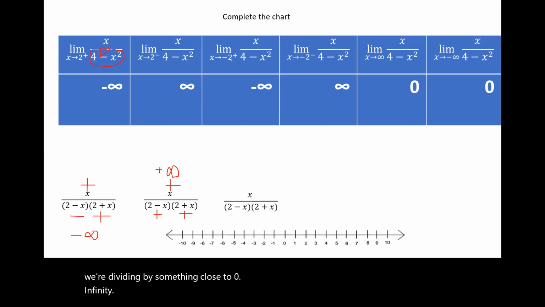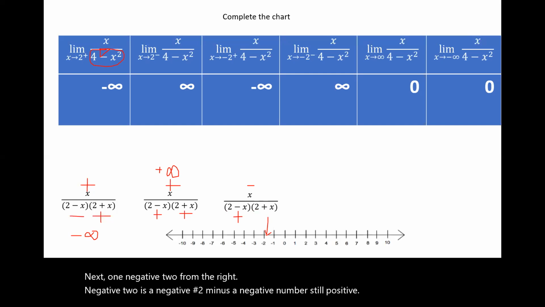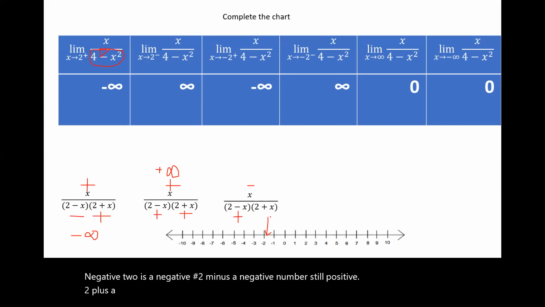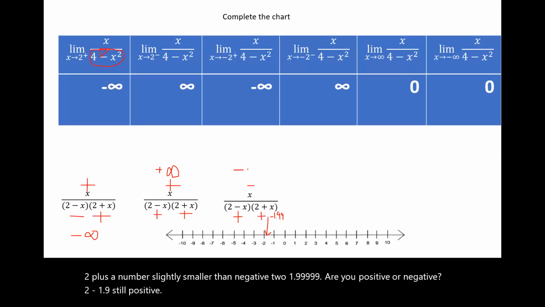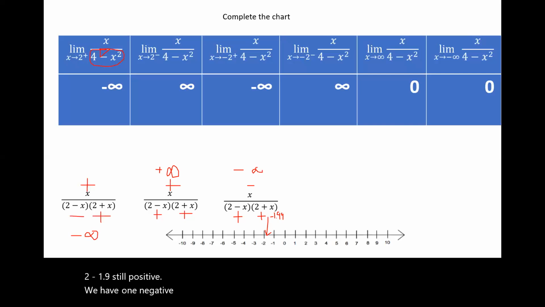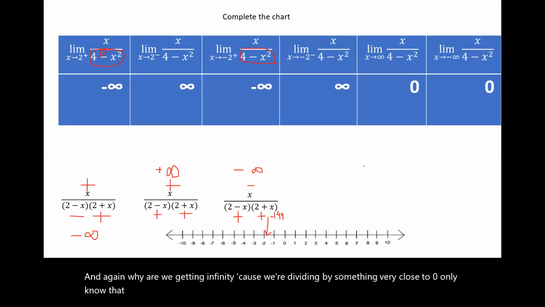Next one. -2 from the right. -2 is a negative number. 2 minus a negative number, still positive. 2 plus a number slightly smaller than -2, like 1.99999, are you positive or negative? 2 minus 1.9, still positive. We have one negative sign, we would get negative infinity. And again, why are we getting infinity? Because we're dividing by something very close to 0, and we know that gives us infinity. One more.